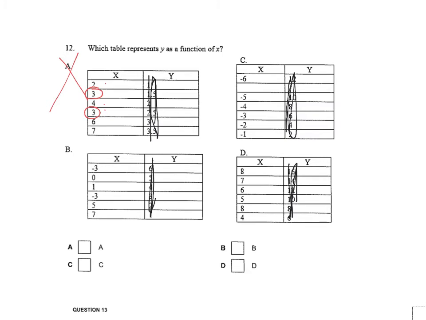B, I've got 2 -3s, so it can't be B. Then on C, I don't see any that repeat, so that one seems good, just to double check. Okay, on D, I have 2 8s that repeat, so that can't be it.